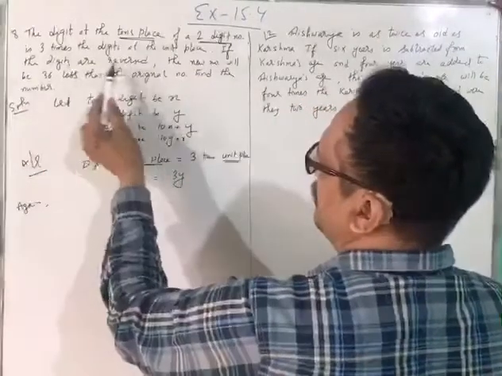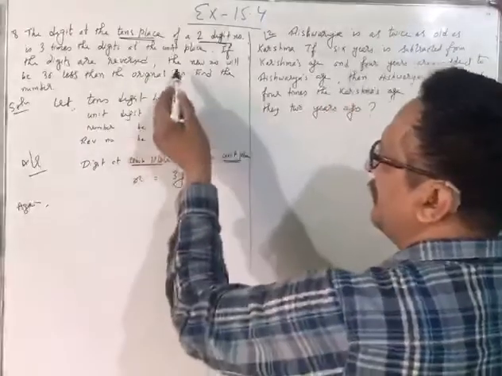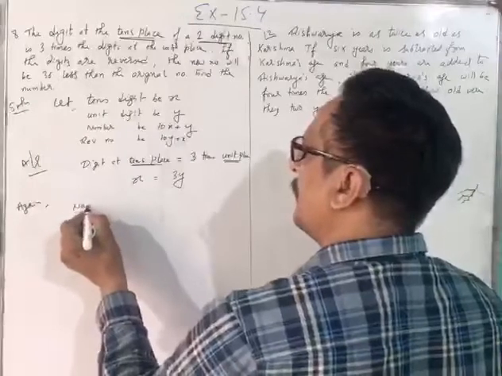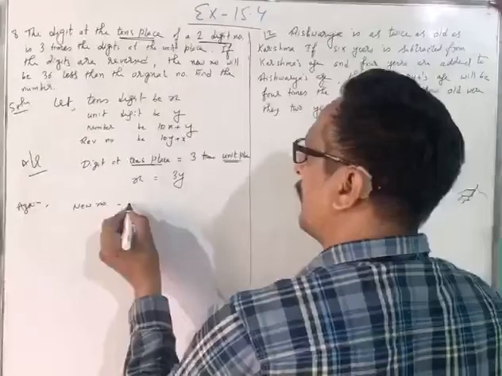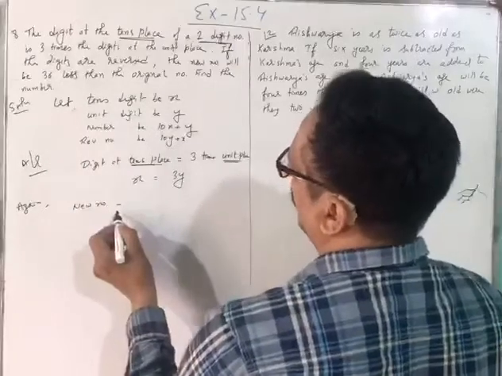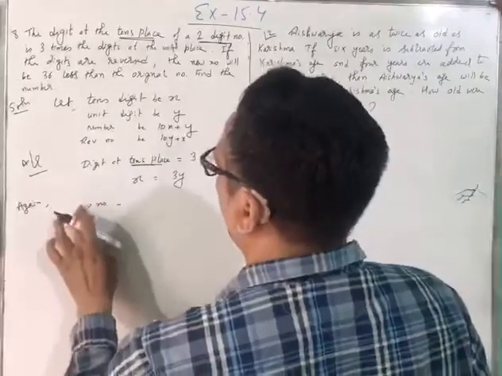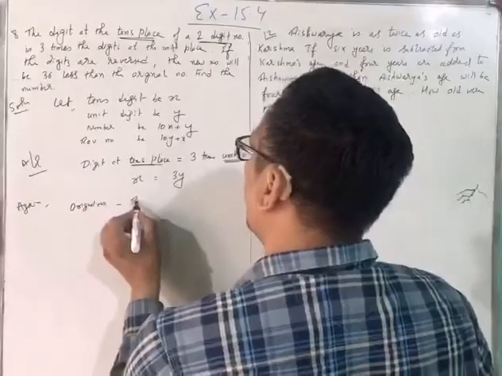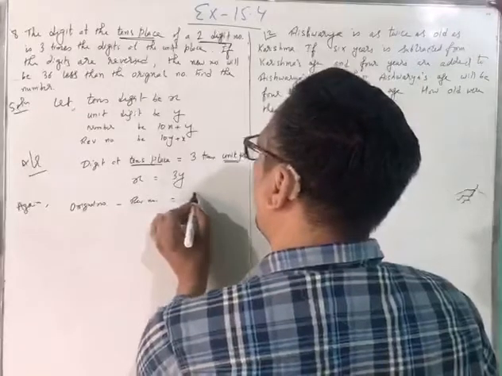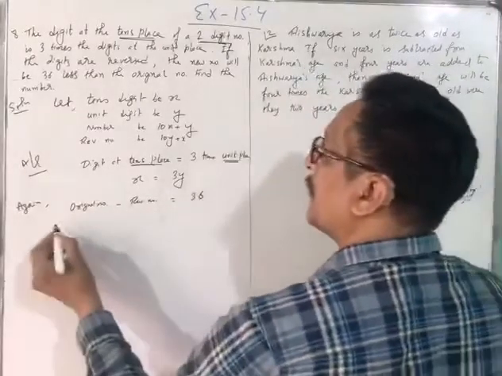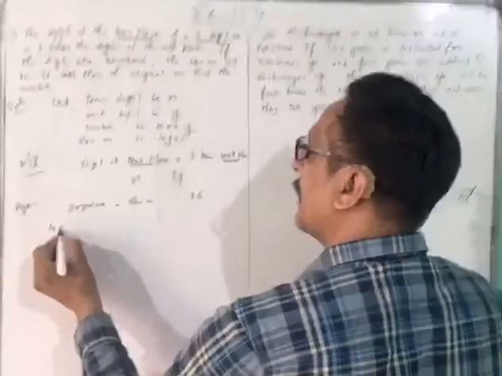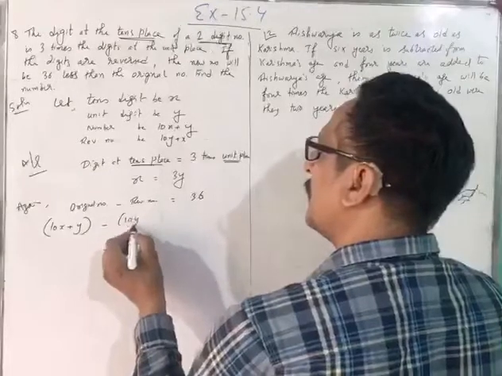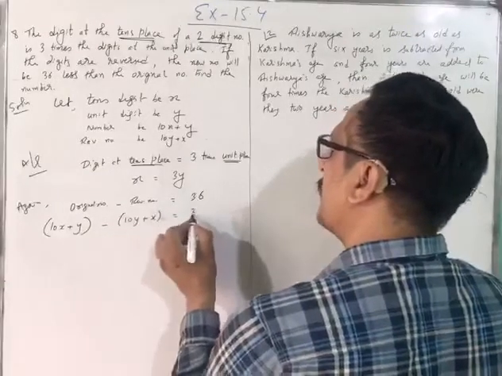So now again, if the digits are reversed, the new number will be 36 less than the original number. Sorry, so the original number will be greater than the reversed number by 36. So the original number, 10x plus y, minus the reversed number, 10y plus x, equals 36.